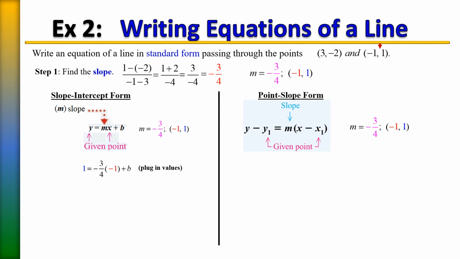So here we have multiplication, a negative times a negative. That's going to make that a positive. And we know that 1 times any number is that same number. So negative 3/4 times negative 1 is just simply going to be 3/4, because a negative and a negative is a positive. So it's going to equal positive 3/4. However, to solve for b, to get b by itself, you're going to have to subtract 3/4 from each side.